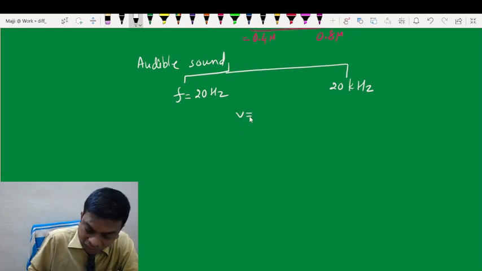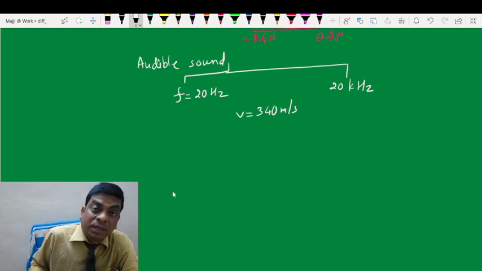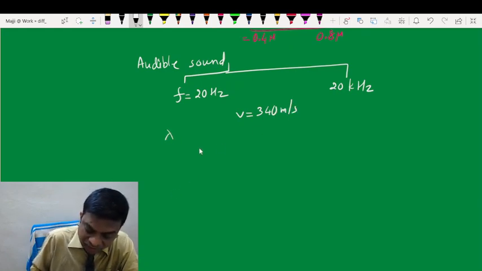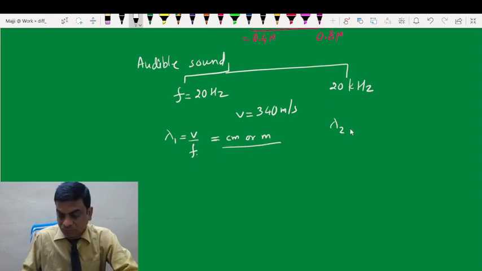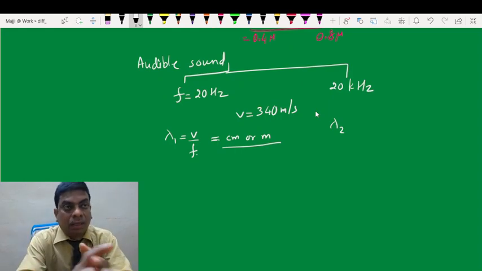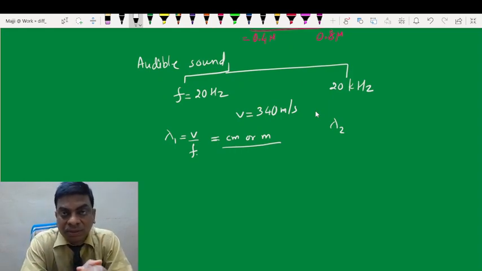And speed of sound, we all know it is approximately 340 meters per second, the speed of sound in air. So accordingly, you can find the wavelength range. V equal to f lambda, so lambda will be V by f. Accordingly, you will find that it will be of the order of centimeters or even meters. And that confirms the fact that diffraction in sound is possible.